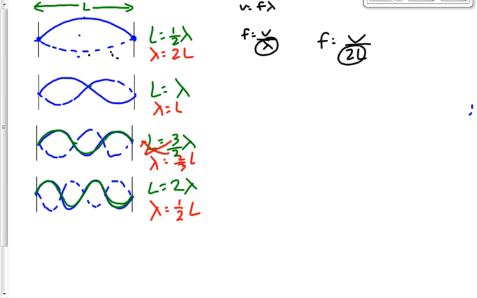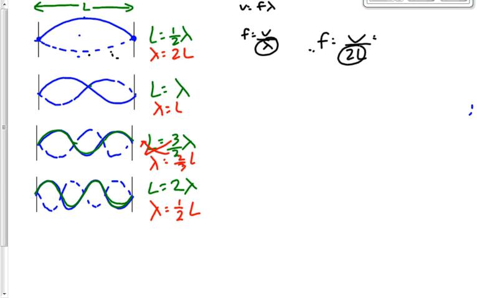When we tighten the string, what happens? The speed of the wave gets bigger. The sound travels faster through the string when we tighten it. If V is bigger, then F is going to be bigger. What do we hear? A bigger F because the V was bigger. We made V bigger to make F bigger.